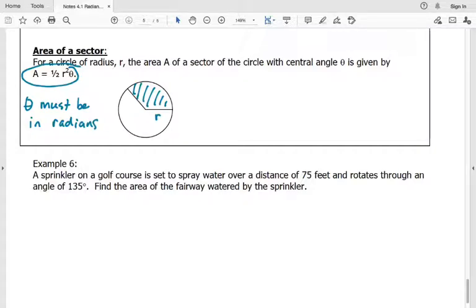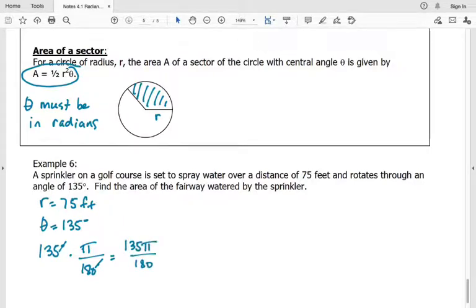A sprinkler on a golf course is set to spray water over a distance of 75 feet. So my radius is 75 feet. And it rotates through an angle of 135 degrees. So again, we're going to have to convert that 135 degrees into radians. So we're going to multiply it by pi over 180 degrees. That way our degrees will cancel out. So we're left with 135 pi over 180, which simplifies to 3 pi over 4. All right, so now to find the area of the fairway watered by the sprinkler, we're going to use that formula.